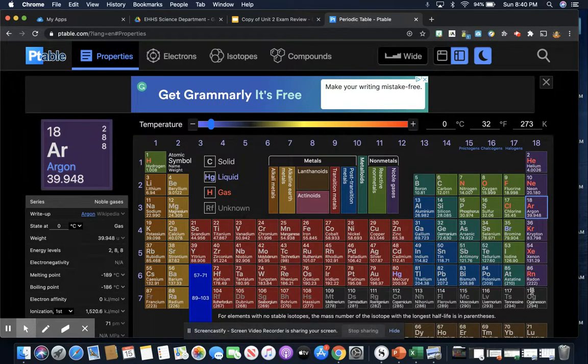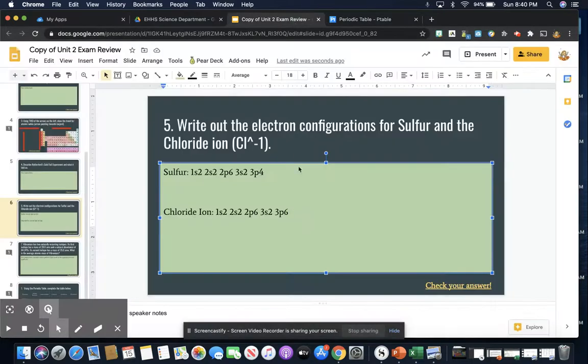So that's why in chemistry, whenever we see chlorine, we usually see it as a chloride ion, or that negative charge, because it's a very stable electron configuration.